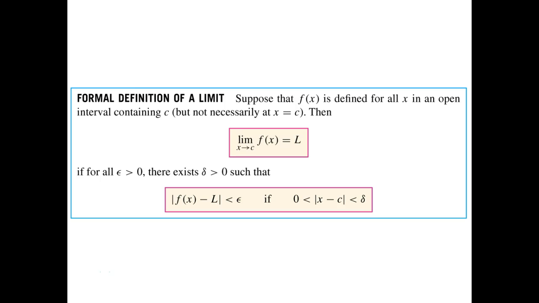Is it worth it? For huge pains in the neck, I wonder sometimes. But others, it's pretty simple. Let's do this one. Let f of x equal 8x plus 3. Sorry, I can't read.